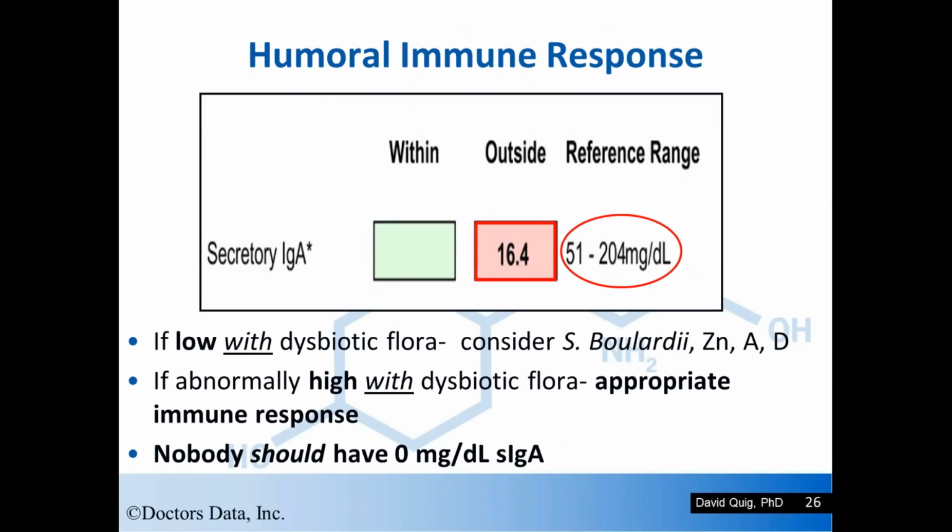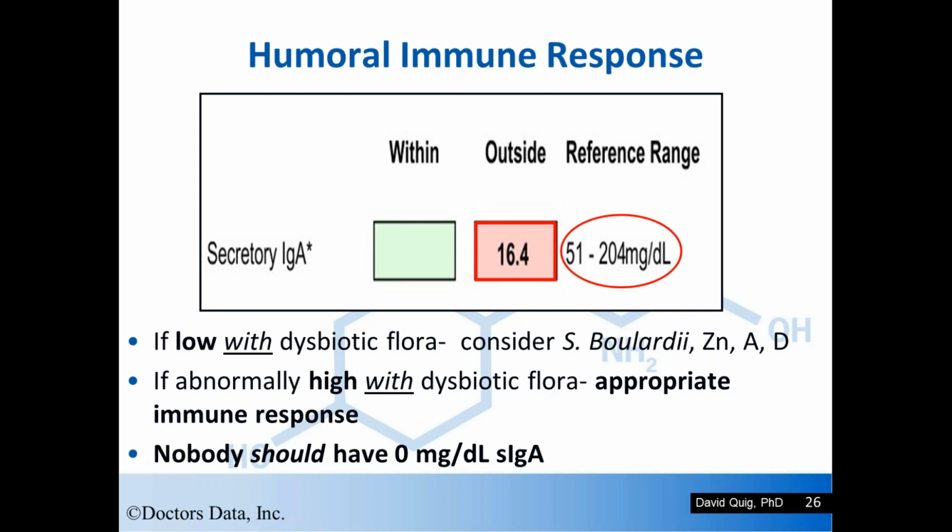So with our humoral immune response, our secretory IgA, again, if it's low with the presence of dysbiotic flora, consider the factors that I talked about, particularly S. boulardii, zinc, vitamins A and D. And if it's abnormally high with dysbiotic bacteria or yeast present, that's an appropriate immune response, and I would still consider supporting that so that we can maintain that critical component of the mucosal barrier.